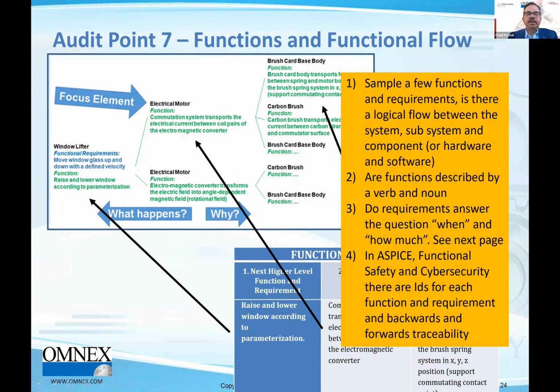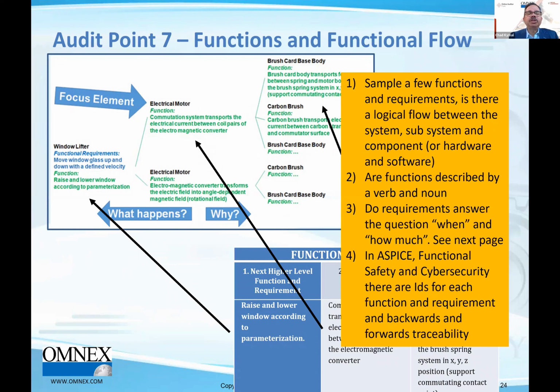Are the functions described? A function is supposed to be a verb noun. The commutation system transports, okay? Verb noun. Do the requirements answer the question of when and how much? I'll show you that on the next page. In ASPICE, functional safety and cybersecurity, there are IDs. So there are IDs for each function and requirement, and backwards and forwards traceability. But I'm just bringing that to your attention.